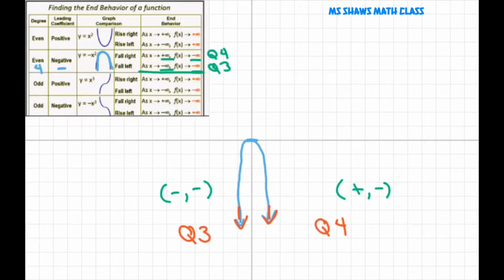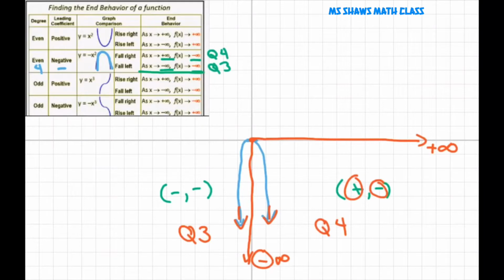All right? And all this means is as x from 0 gets larger and larger, our y values actually get smaller. So that's infinity, and this would be to negative infinity. Positive, negative. That tells us we're in quadrant 4. As x from 0 gets smaller and smaller, that's negative, our y also gets smaller and smaller from 0. So that's what end behavior is about.